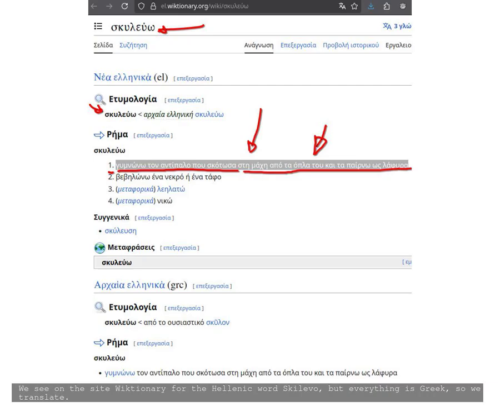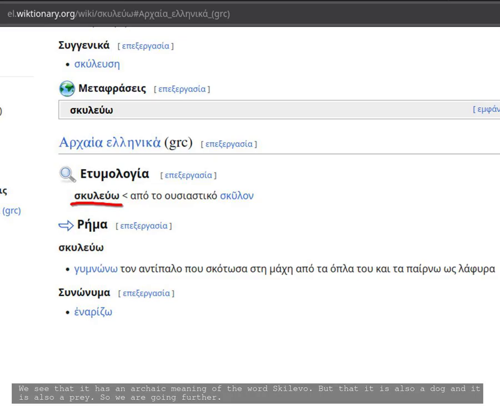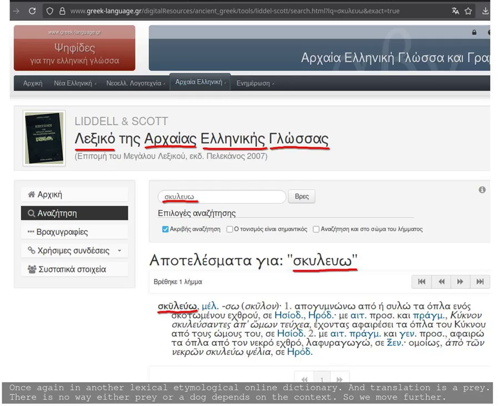We see on the site Wiktionary the Hellenic word skilevo, but everything is in Greek. So we translate. We see that it has an archaic meaning of the word skilevo, but that it is also a dog, and it is also a prey. So, we are going further. Once again in another lexical etymological online dictionary, the translation is prey. There is no way to tell whether it is prey or a dog, it depends on the context.